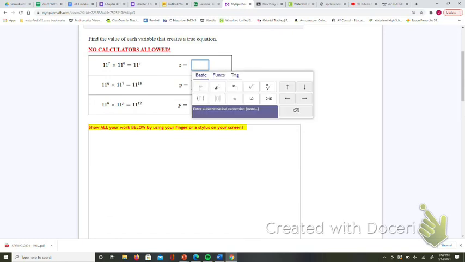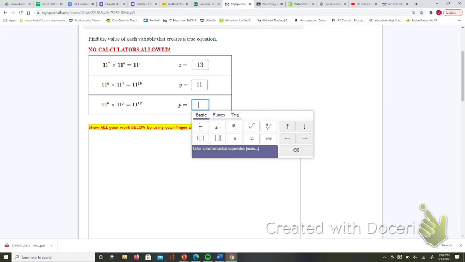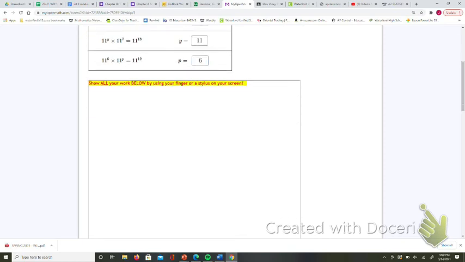So here our x was 13. Okay, here our x was 11. And here our x was 6. Our p, sorry. Wait a minute, it's not even x. Z was 13, y was 11, and p was 6. And then we submit.